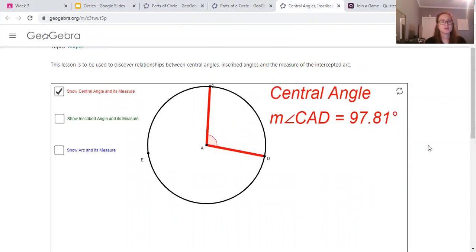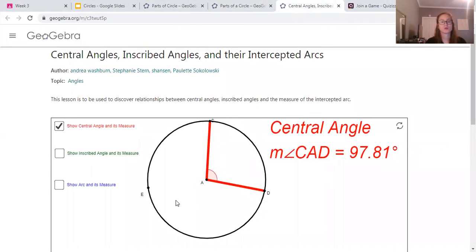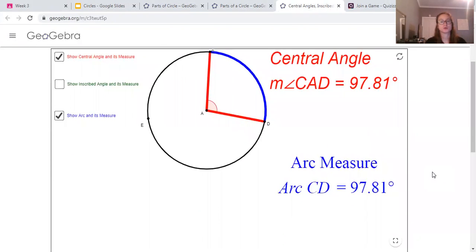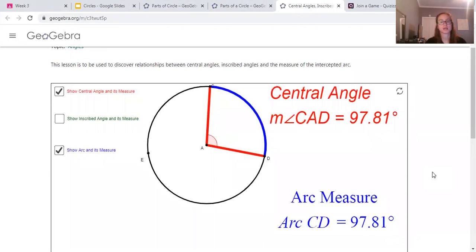So what I was telling you is that if you've got your central angle measure, you also have your arc measure. So this angle in here is 97.81 degrees. So that means that arc DC is also 97.81 degrees. So the blue highlighted is also 97.81 degrees.